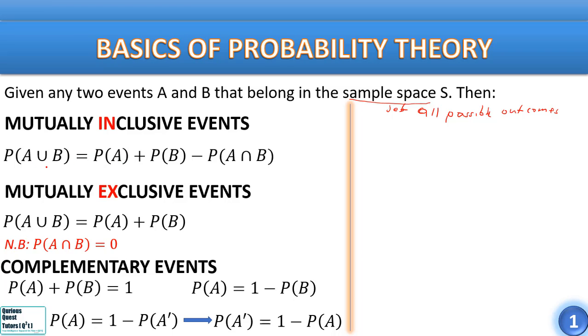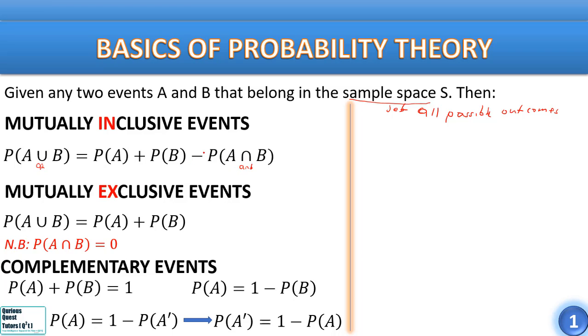If you're given two events A and B, we say the probability of A union B, this sign can also be written as or, so you can read it as A or B, is always going to be equal to the probability of A plus the probability of B minus the probability of A intersection B. This sign also can be written in simple English to mean and. So again, do not be scared of these symbols. This one means or and that one means and.